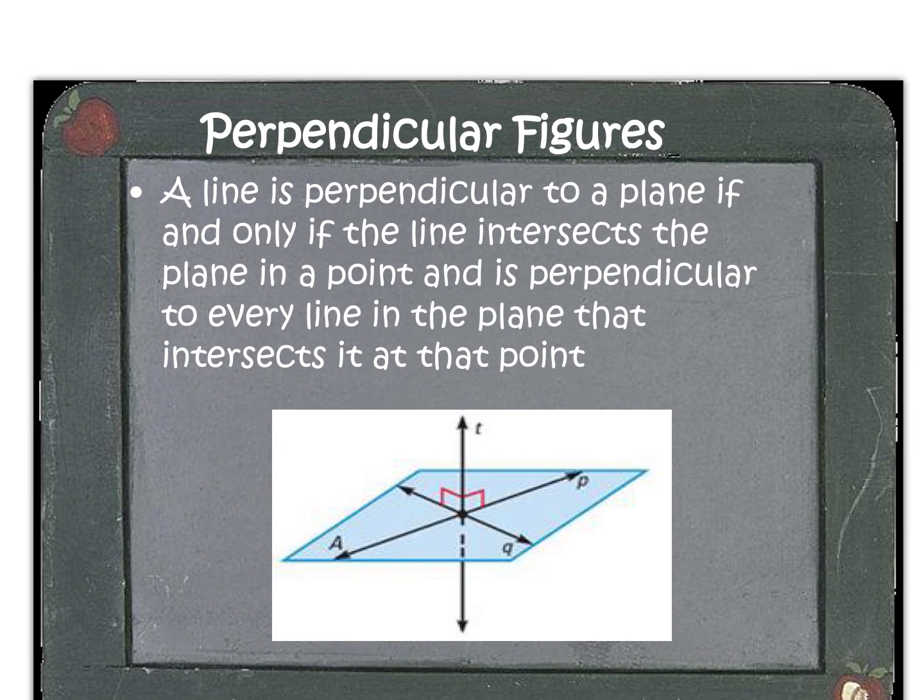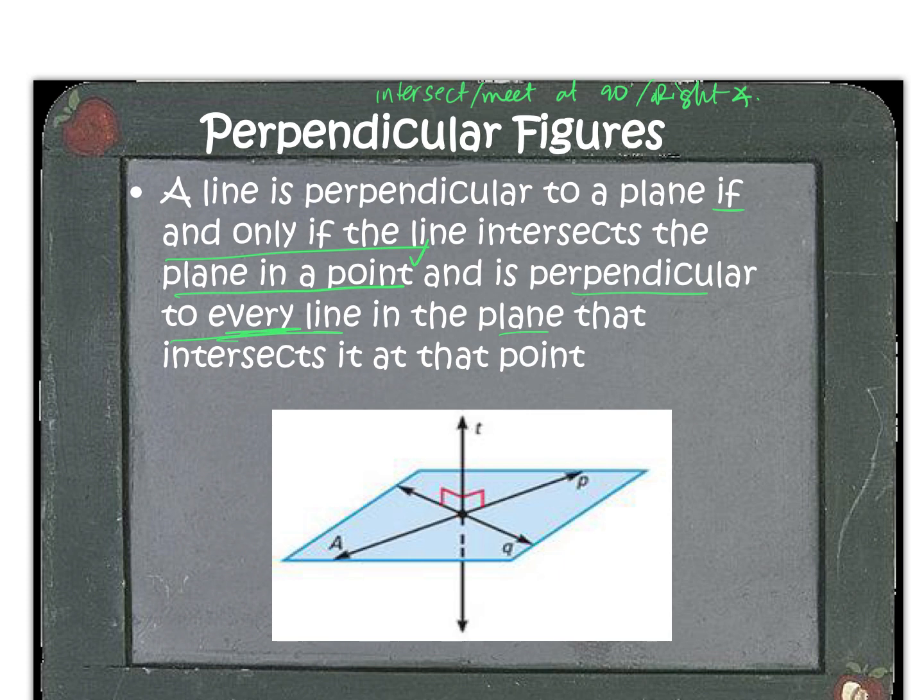So another interesting thing here is about perpendicular figures. Perpendicular figures intersect or meet at 90 degrees, which is a right angle. A line is perpendicular to a plane if and only if, this is a biconditional, the line intersects the plane in a point and is perpendicular to every line on the plane that intersects that point. So let's look at this image.